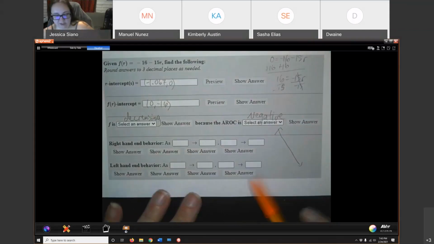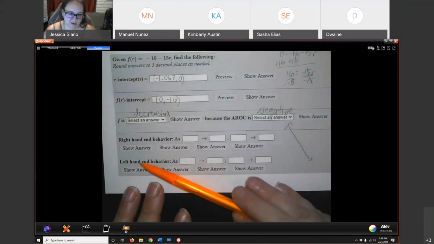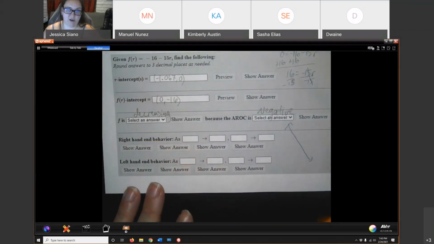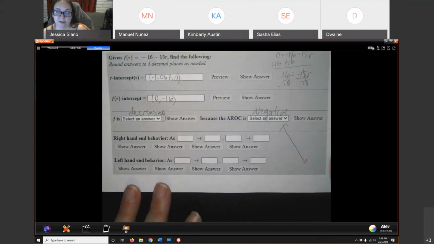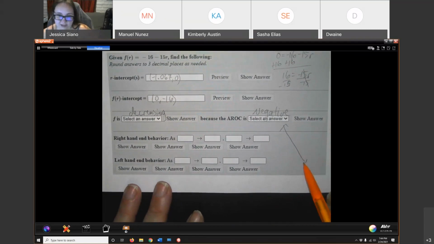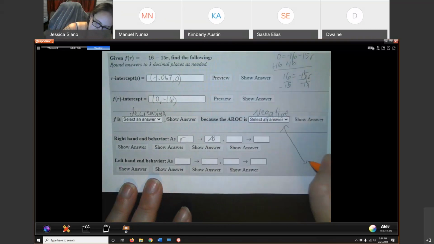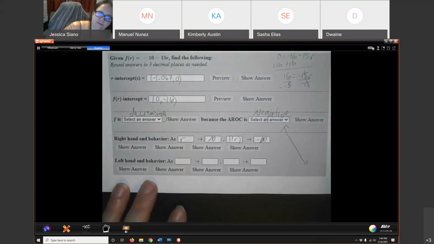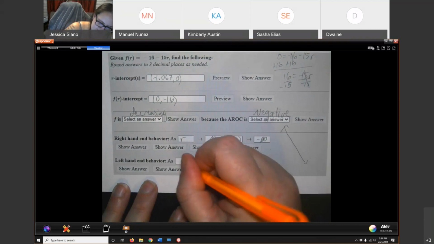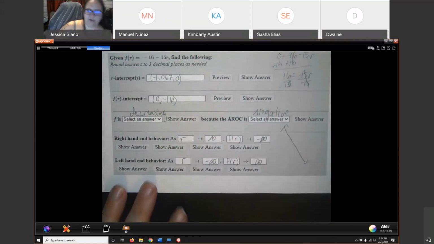And now I just want to make a quick note to be very careful on your test, because the question on the test has them backwards. It has left hand and then right hand. And so if you're not reading carefully, you're going to do them backwards, because that will be your habit. So on the right hand, as r goes to the right, f of r is going down. And on the left hand, as r goes to the left, f of r is going up.